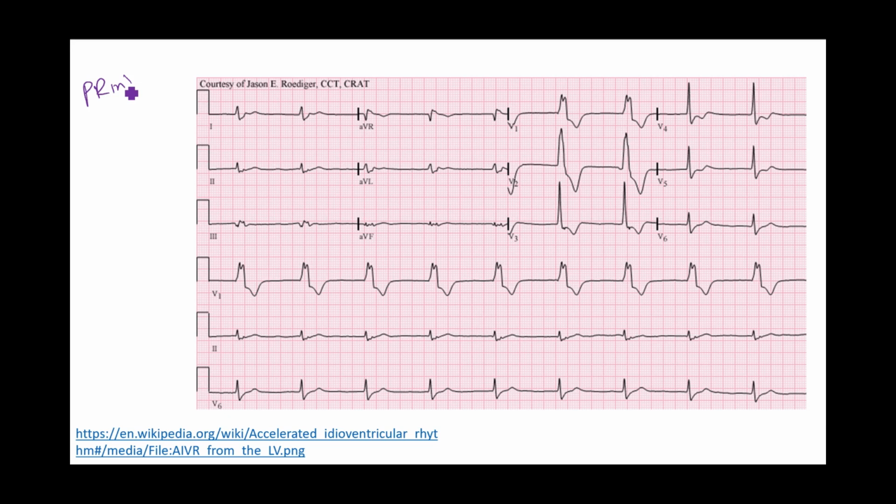Alright, let's start with the PR interval. You'll notice that there aren't any P waves in this EKG strip, so we really cannot calculate the PR interval.